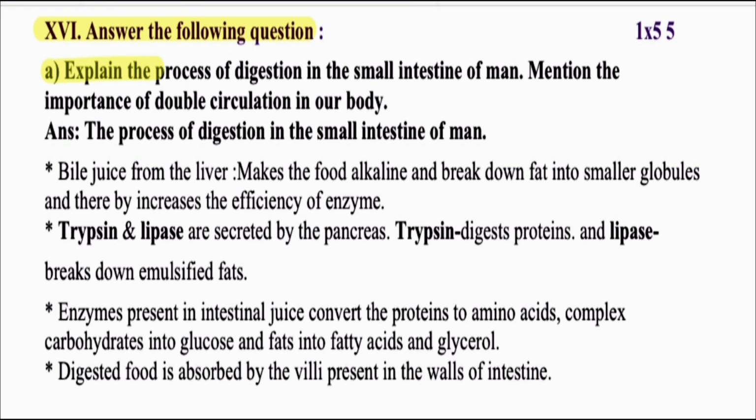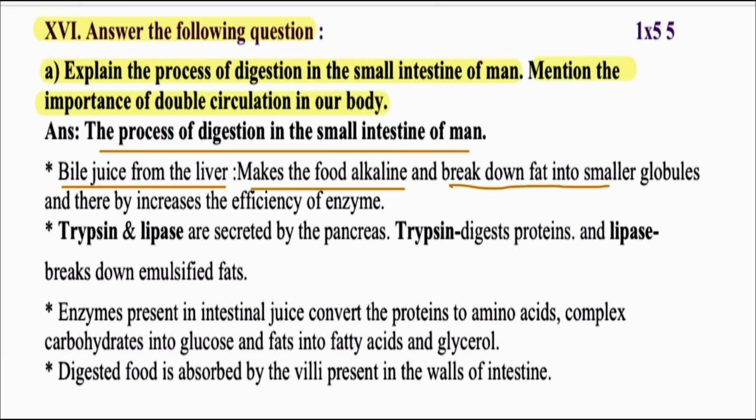Question number A. Explain the process of digestion in the small intestine of a man. Mention the importance of double circulation in our body. The process of digestion in the small intestine of a man: bile juice from liver makes the food alkaline and breaks down fat into smaller globules and thereby increases the efficiency of enzyme.